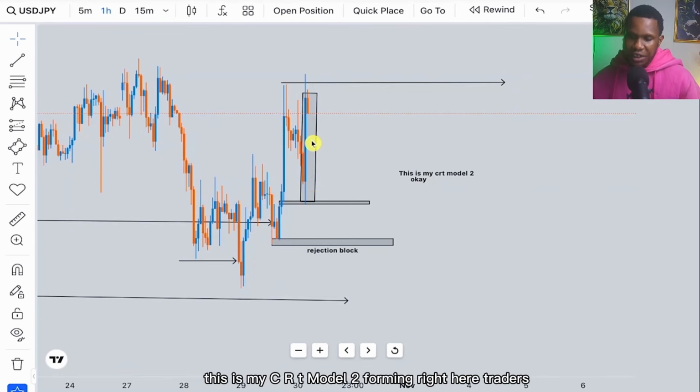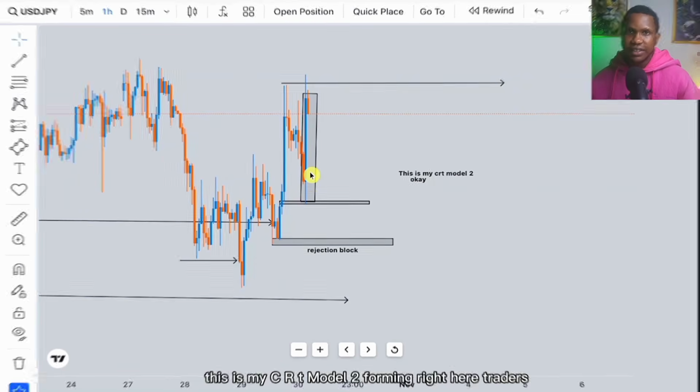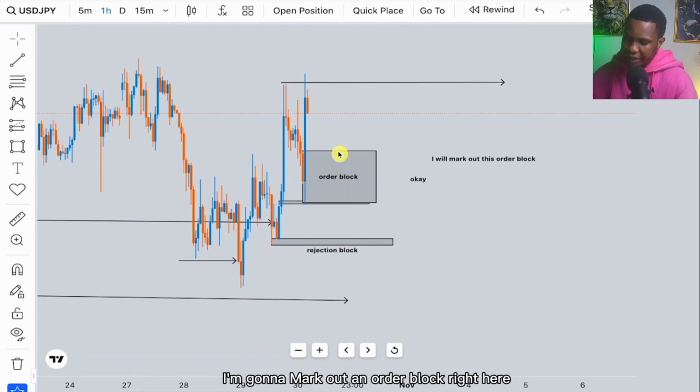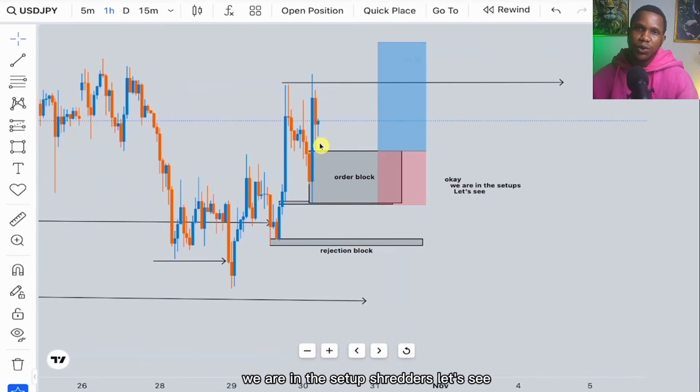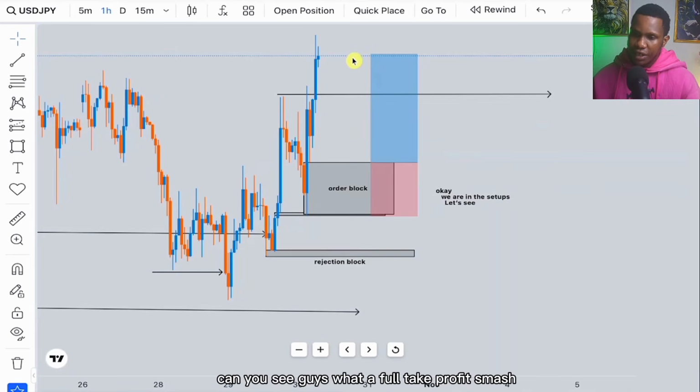Can you see what? This is my CRT model 2 forming right here, traders. I'm going to mark out an order block right here, make an entry, stop loss, TP. Let's see whether we'll be filled in. We are in the setup, traders. Let's see. Can you see, guys, what? A full take profit smash.